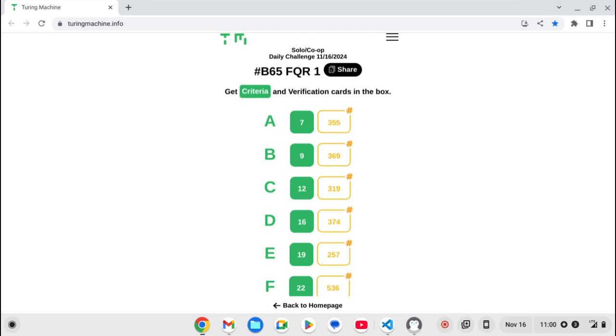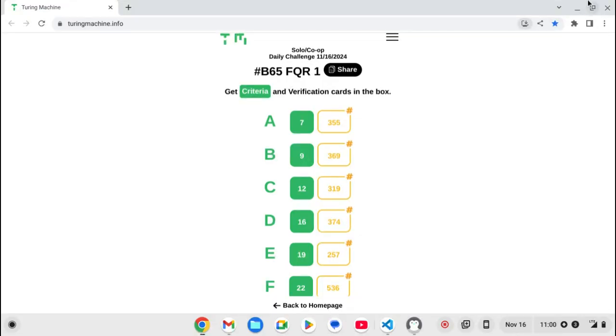Let's begin. Today's November 16th, 2024, and we're solving the Daily Turing Machine Puzzle. Today's puzzle has the following 6 criteria cards: criteria card 7, 9, 12, 16, 19, and 22. And the puzzle uses the orange verification cards. The code above is your way to get more information on today's puzzle by searching the code on turingmachine.info.